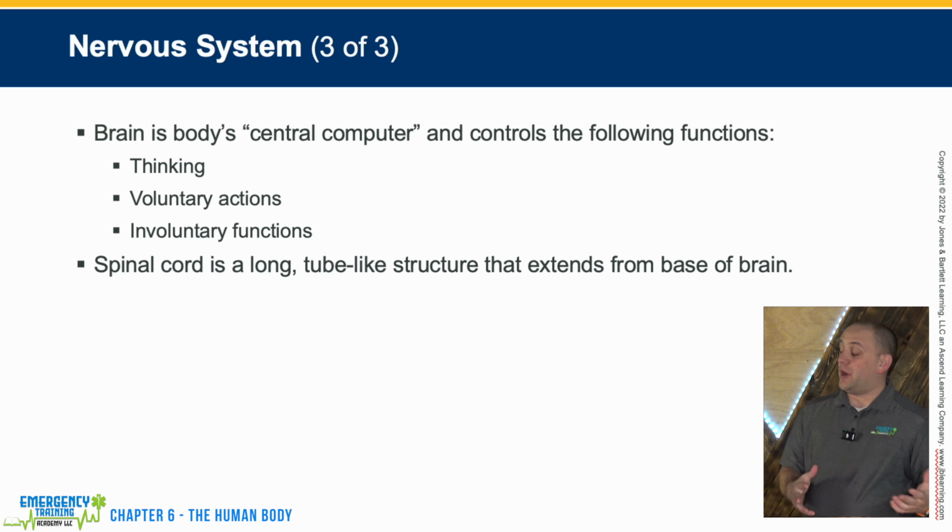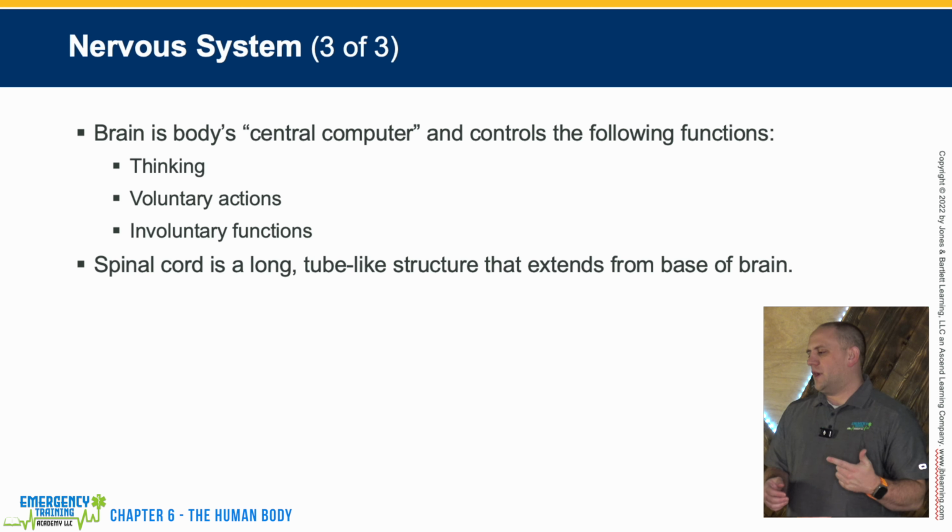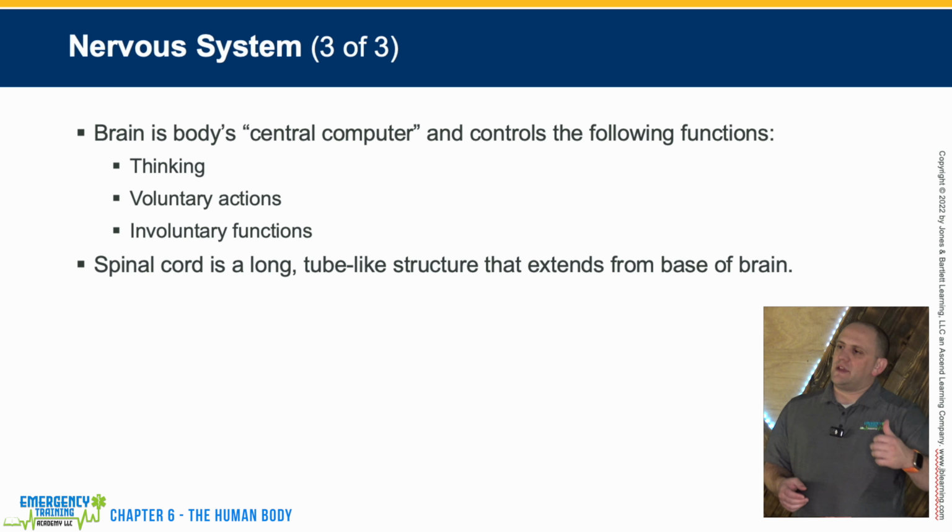So we think about the brain, it's just a very complex computer that's controlling everything we're doing. It controls our thinking, our voluntary actions, as well as our involuntary functions. We talked about the spinal cord. As it goes through the vertebrae, it's just a long tube-like structure that extends from the base of the brain and goes down through our vertebrae.